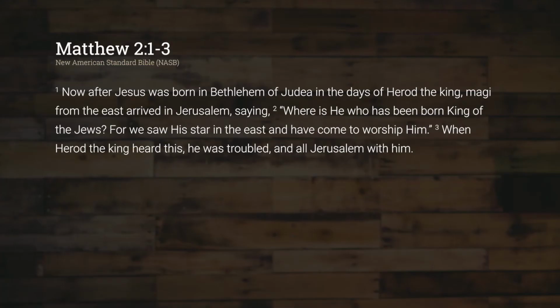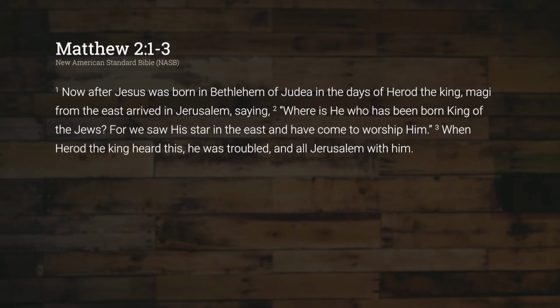It's a story we're all familiar with. It's found in Matthew 2. And I would invite you to turn there with me. The prologue of the story of the Magi is found in verse 1 of Matthew 2. And this story runs from Matthew 2, verse 1 to Matthew 2:12. It says, "Now after Jesus was born in Bethlehem of Judea in the days of Herod the king, Magi from the east arrived in Jerusalem."